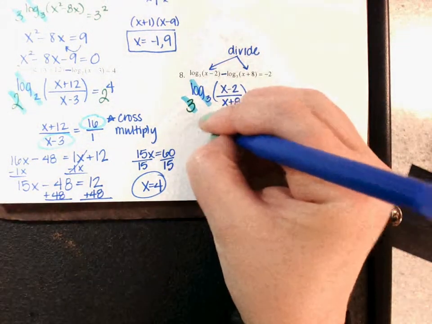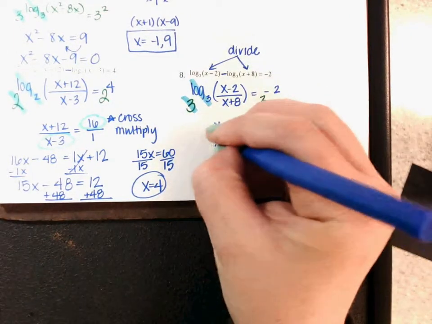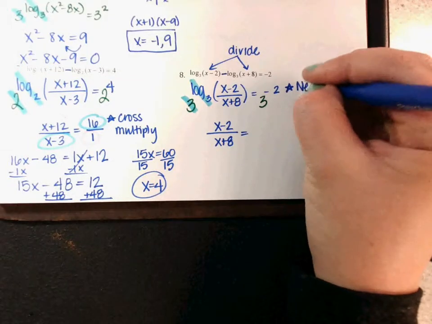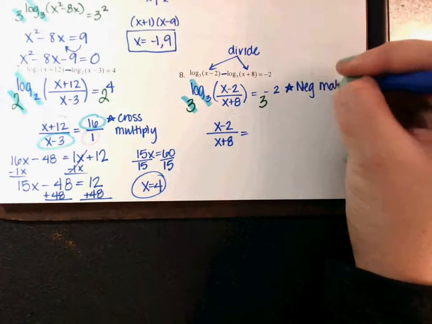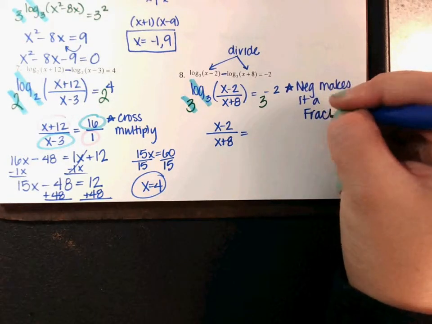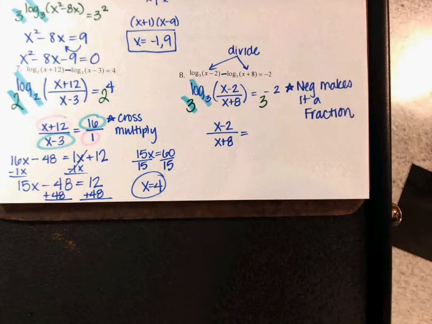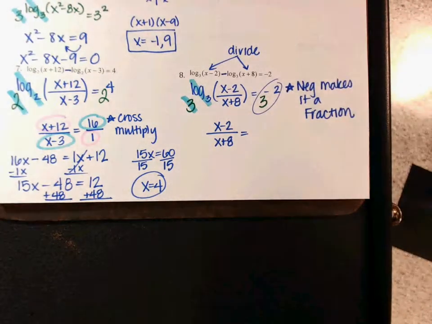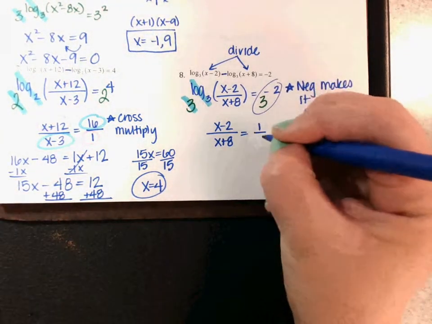On the other side, what do I do if the exponent is negative? What does that turn it into? It makes it a fraction. Okay, so don't forget that. 3 to the 2 is 9. It doesn't make it negative 9. It makes it 1 over 9. So you want to be careful about that. 3 squared is 9. Well, then that's 1 over 9.